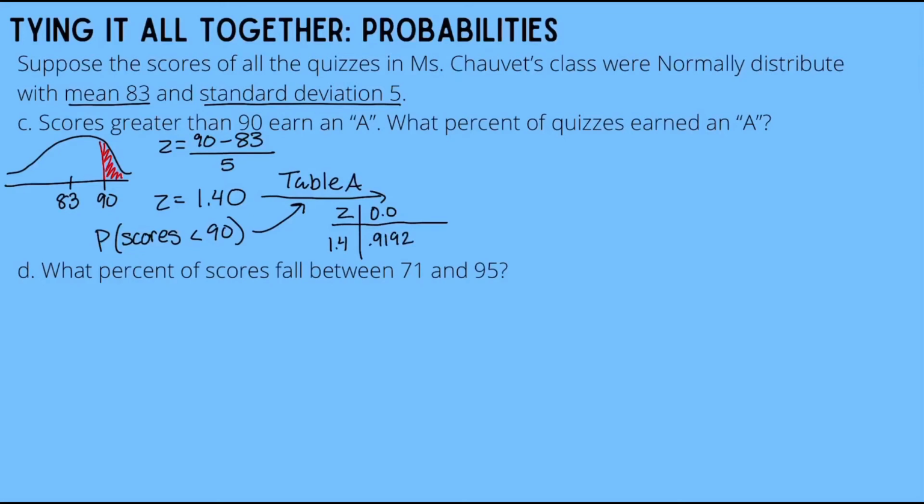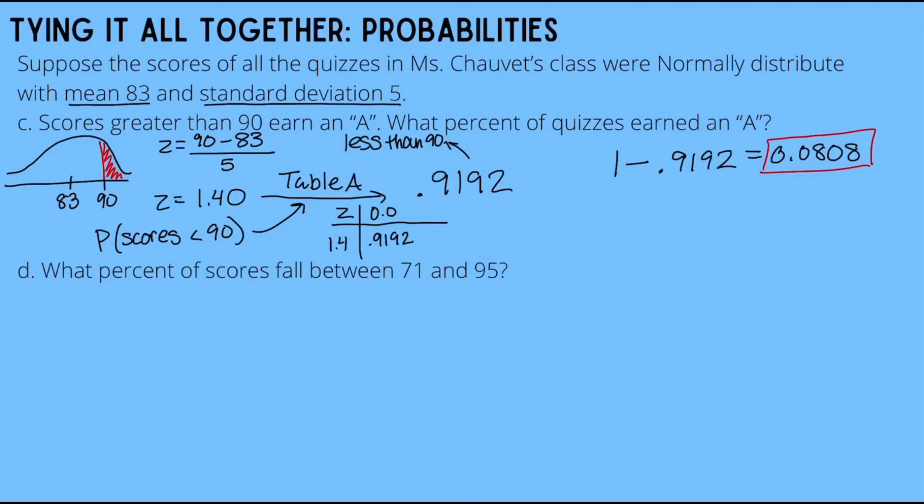0.9192. But remember, this number is less than 90. So we actually have to do 1 minus that. So 1 minus 0.9192, and that'll get us 0.0808 as our probability of getting a 90 or higher. You only do the minus if we're looking for greater than.